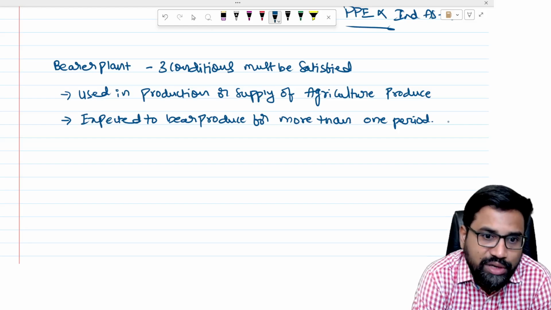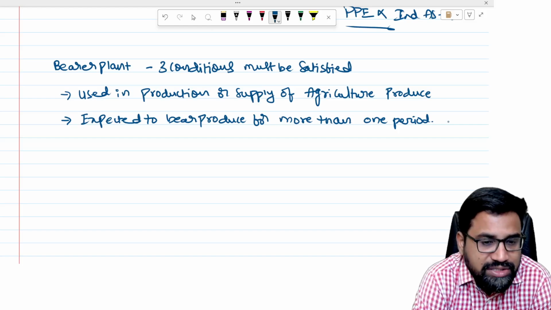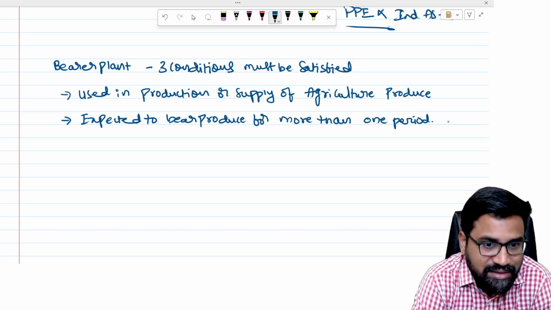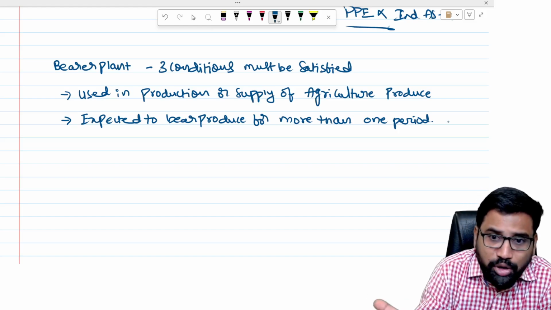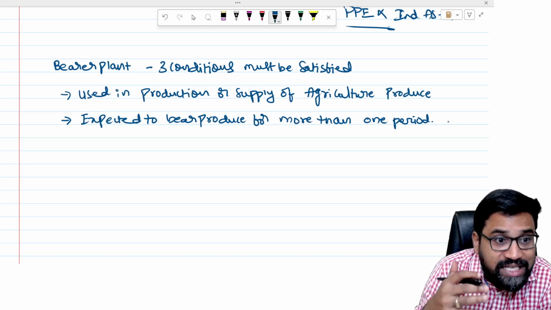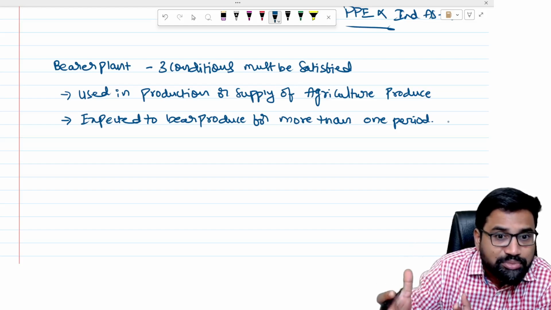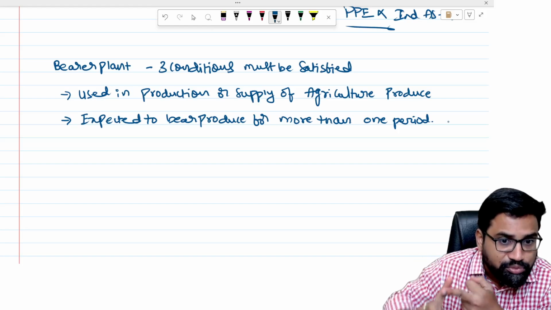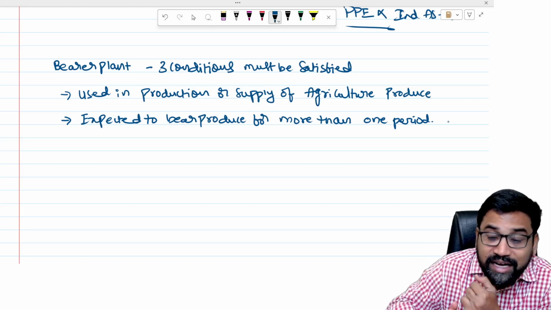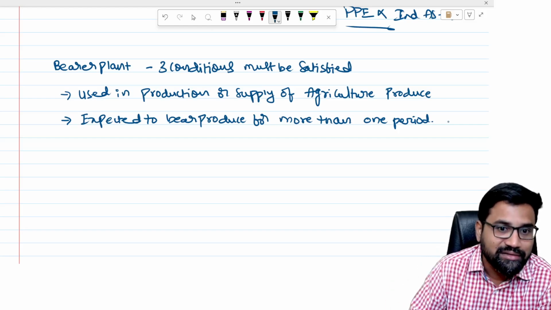For example, a mango tree. For how many years will a mango tree give mangoes? Definitely a number of years, 20, 25, 30, it depends, right? Or a coconut tree. The coconut tree is giving agriculture produce, coconut, and it is expected to bear produce for more than one period. Definitely it is going to give agriculture produce for more than 1 year. So the first condition is that it must give agriculture produce. The second condition is that it must give produce for more than one season, more than one period.